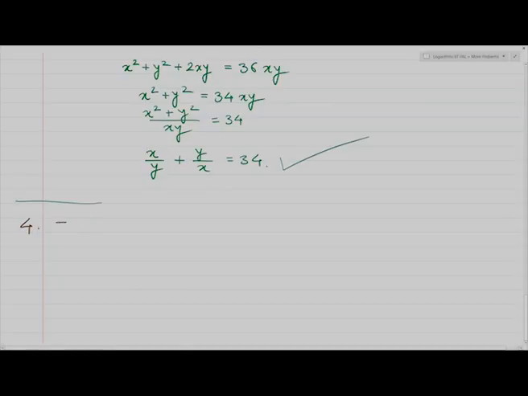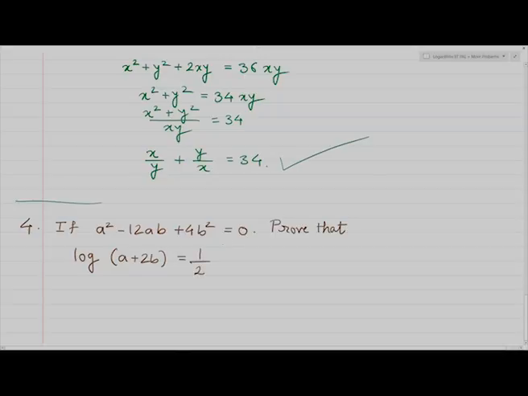So, now the question is, if a square minus 12ab plus 4b square is equal to 0, then prove that, let me write something on the next line, log of a plus 2b is equal to half log of a plus log of b plus 2 log 2. Okay.